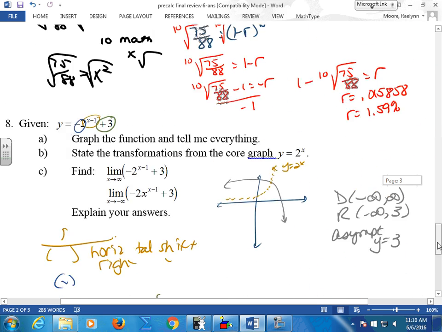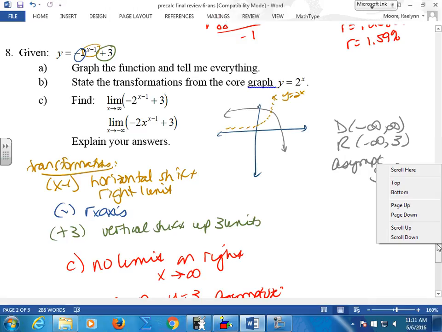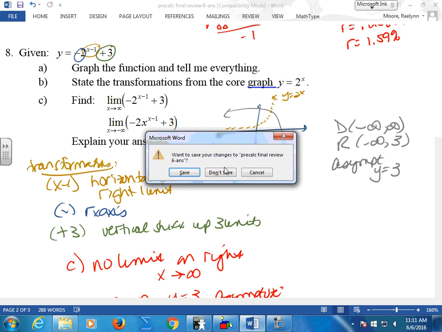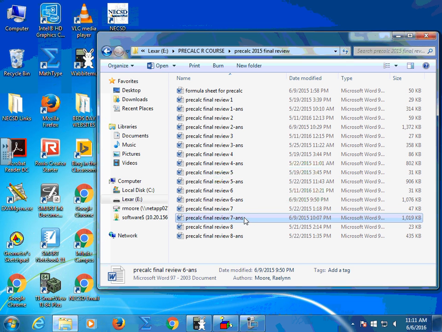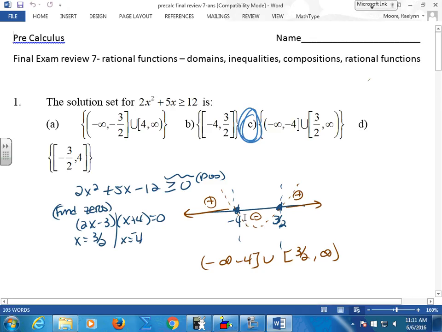It's working so far. Do you have this one? That's all you have. Okay. All right. You guys are not going to see this in a limit, so I'm not worried about that. All right, so now let's go to 7. You are going to see a couple of these.